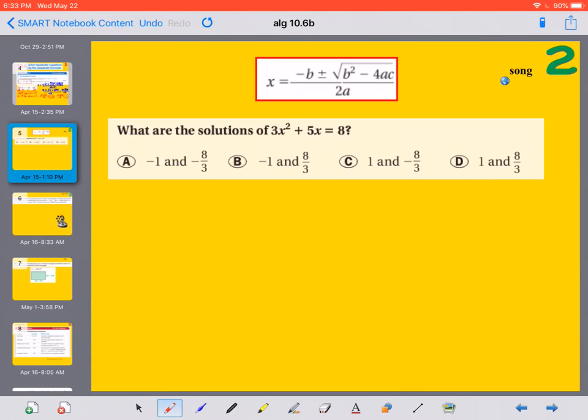Next one asks us, what are the solutions of 3x squared plus 5x equals 8? Well, this time I'm going to have to subtract 8 to get that over. So I have 3x squared plus 5x minus 8 equals 0. My a is going to be 3, my b is going to be 5, and my c is going to be a negative 8.